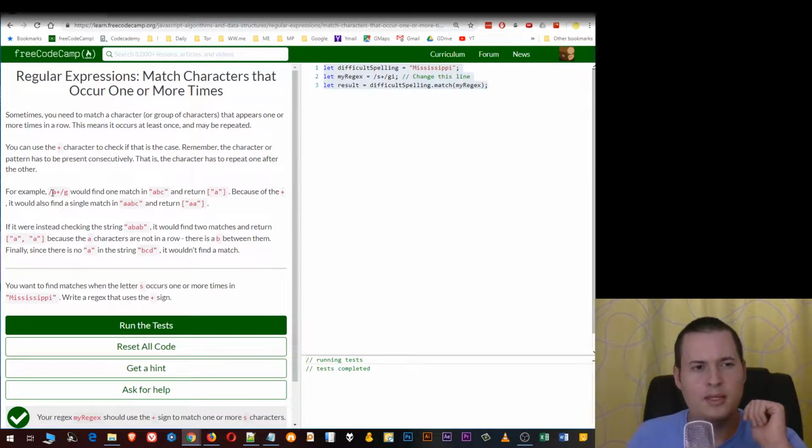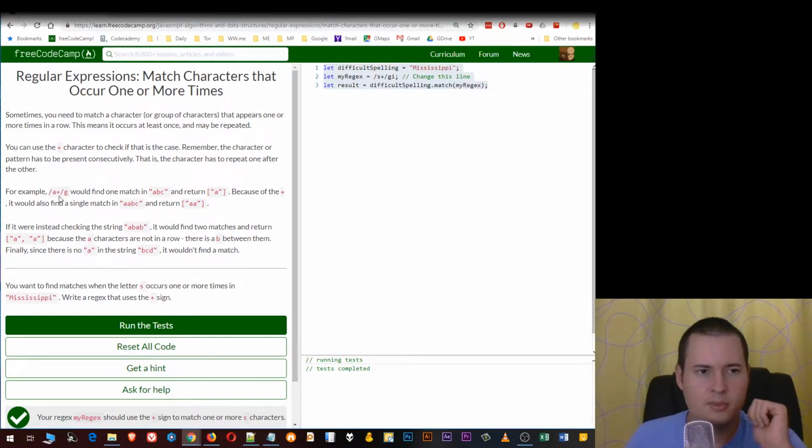For example, A plus, with the global flag of course, would find one match in ABC and return A. Because of the plus, it will also find a single match in AABC and return AA. If it were instead checking the string ABAB, it would find two matches and return A and another A, so two separate strings, because the A characters are not in a row; there is a B between them. Finally, since there is no A in the string BCD, it wouldn't find a match.